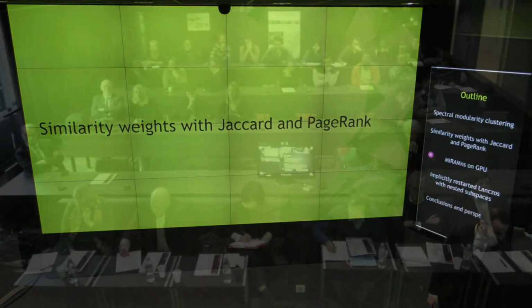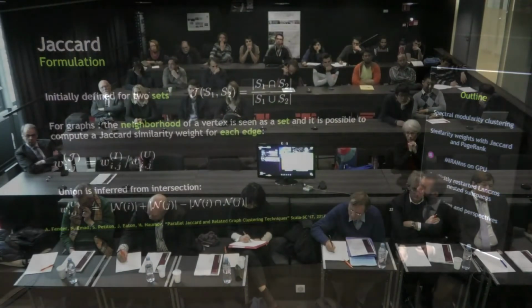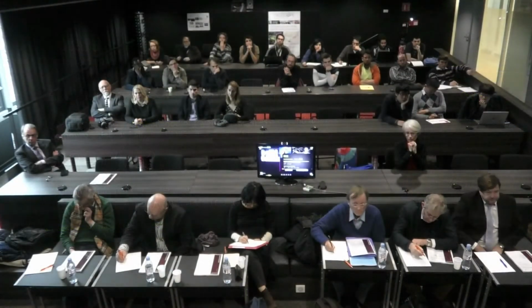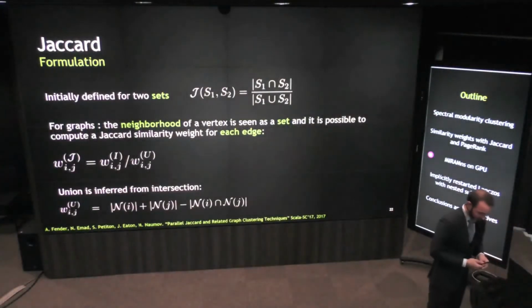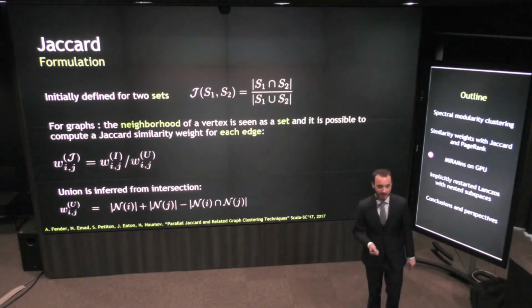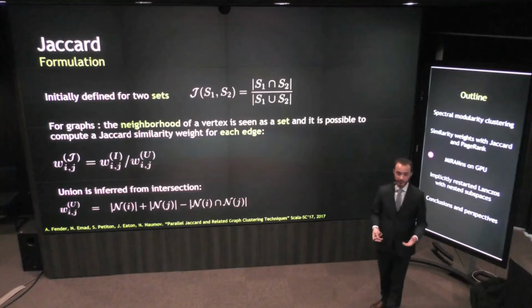So now Jaccard and similarity weight. Jaccard was initially defined between two sets. It's a similarity measure. Jaccard is defined as the intersection of two sets divided by their union. So the higher this score is, the more similar the two sets are.